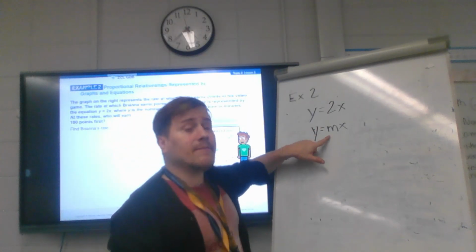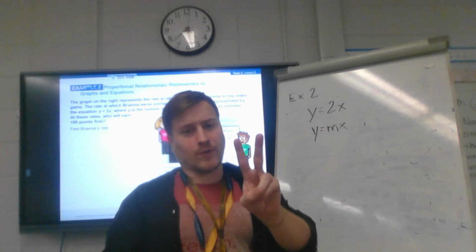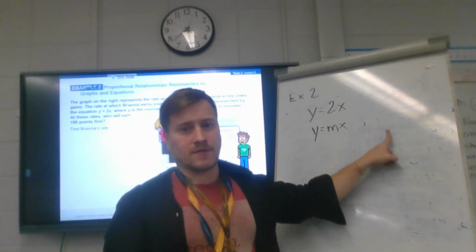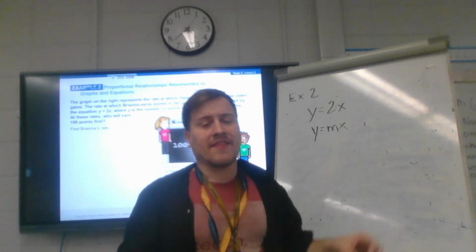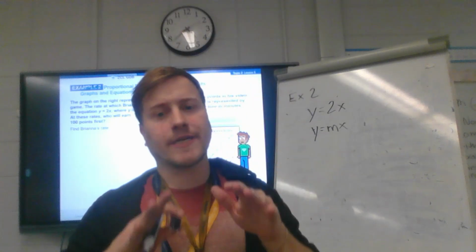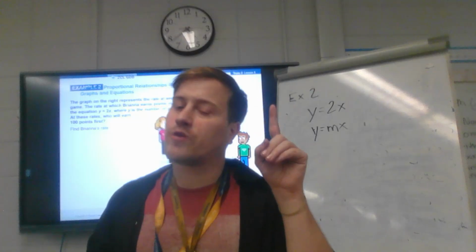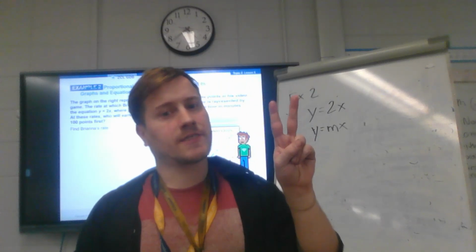Now, since m is our constant of proportionality, this is proportional for the second reason. There's nothing else. It's just the y equals mx. That means this function is going through 0, 0. A function is only proportional if it does these two things. 1, it goes through the origin. 2, it has a constant rate.